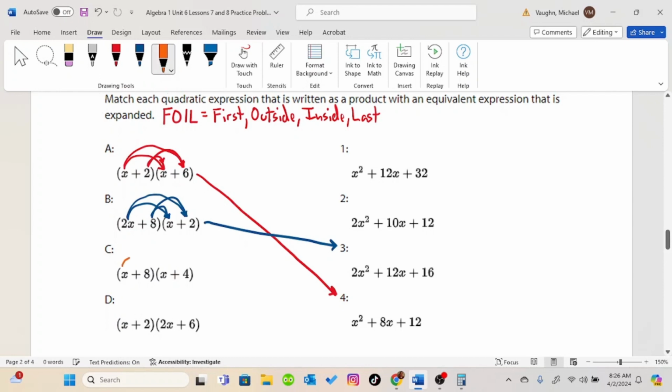Next, x times x, x times 4, 8 times x, and 8 times 4. X times x is x squared, and the only one left is choice 1.